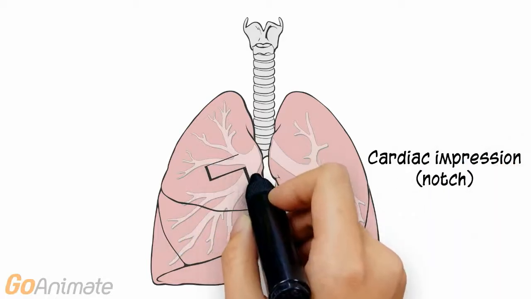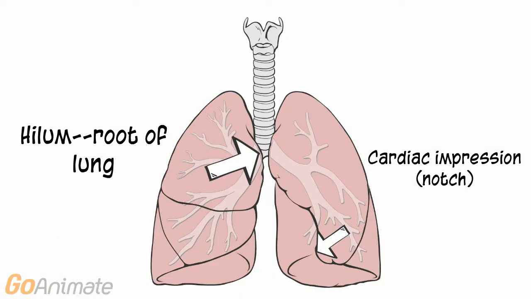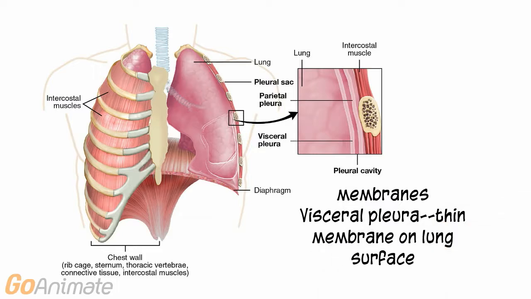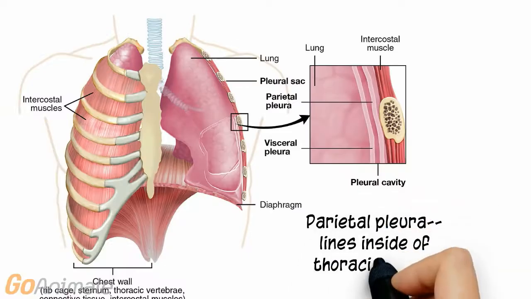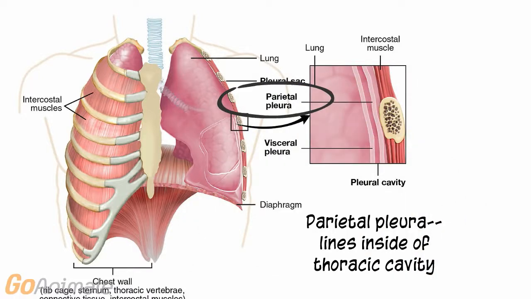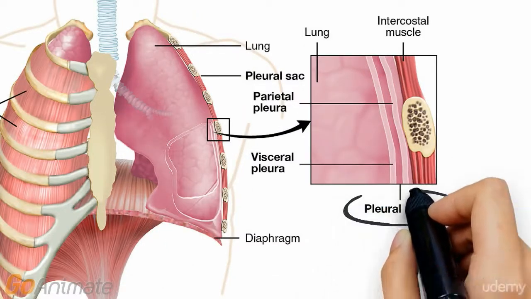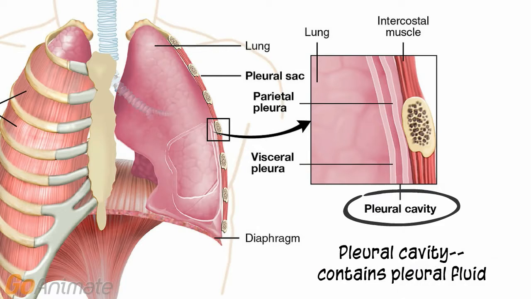Some other structures include the cardiac impression or notch and the hilum or root of the lung, where the vessels enter. There are two pleural membranes. The visceral pleura is a thin membrane on the surface of the lung. The parietal pleura is a membrane lining the inside of the thoracic cavity. Between the membranes is a space called the pleural cavity. This space contains fluid that helps reduce friction and sticks to the lungs to help to keep them inflated.